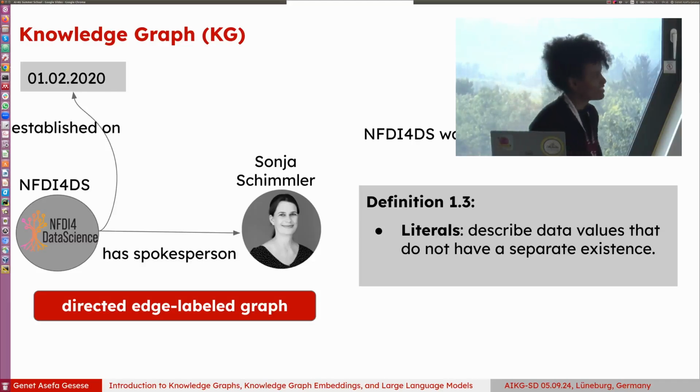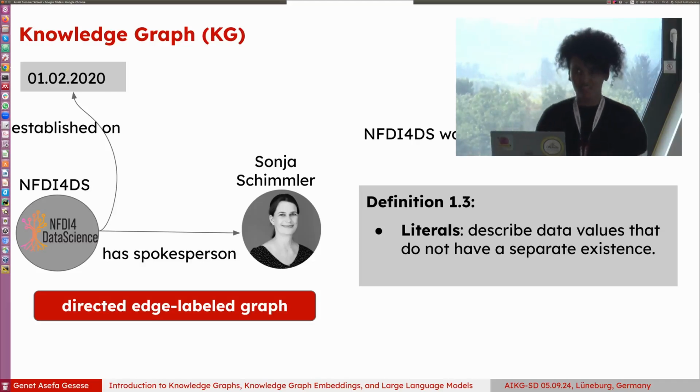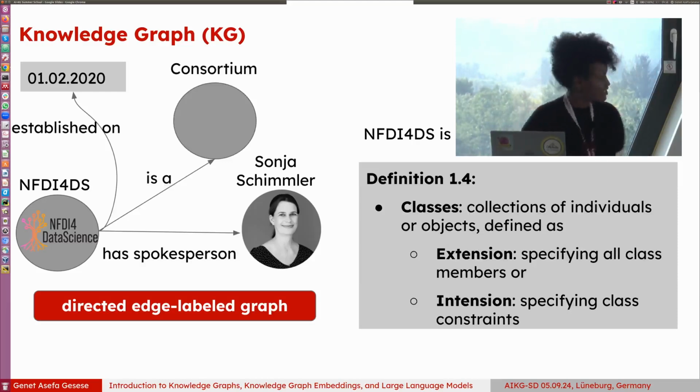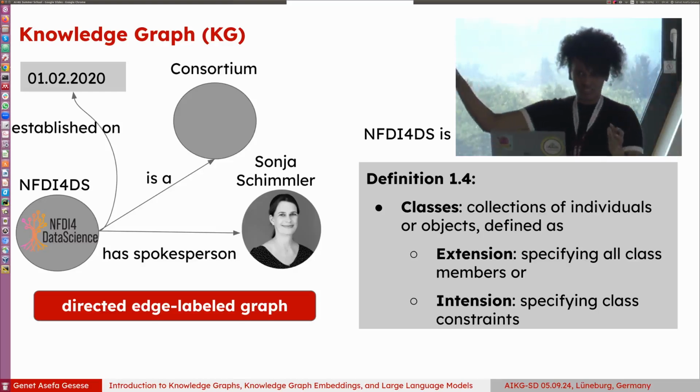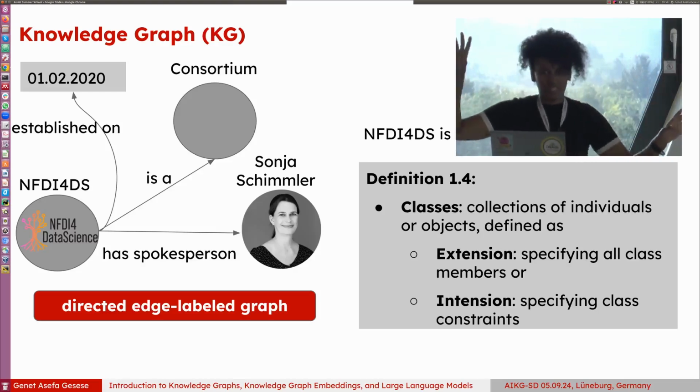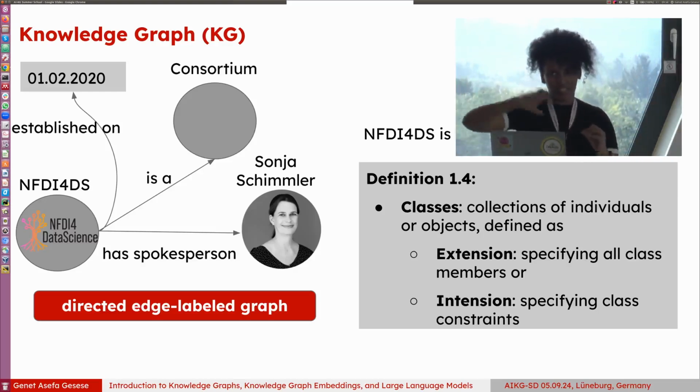So another thing that you can think of already is to add to this small knowledge graph the type of these nodes. So I have NFDI for data science. What is it? It's a consortium. Now I want to add this sentence, NFDI for data science is a consortium, to the graph. So what I do is create another node, which is named consortium, and then I create a connection.